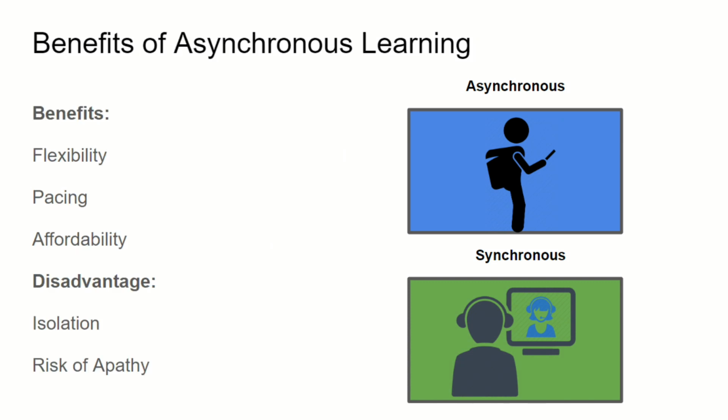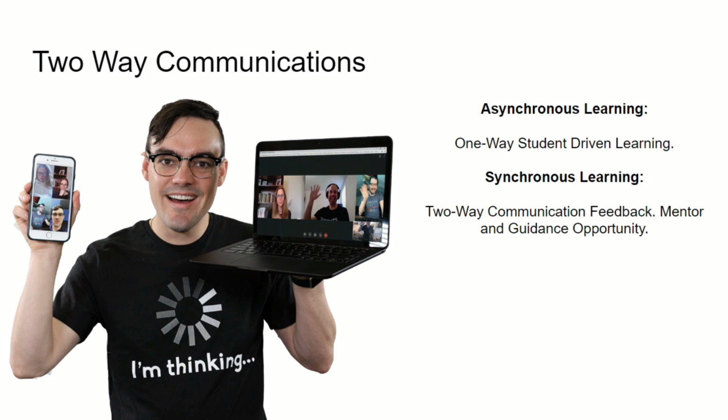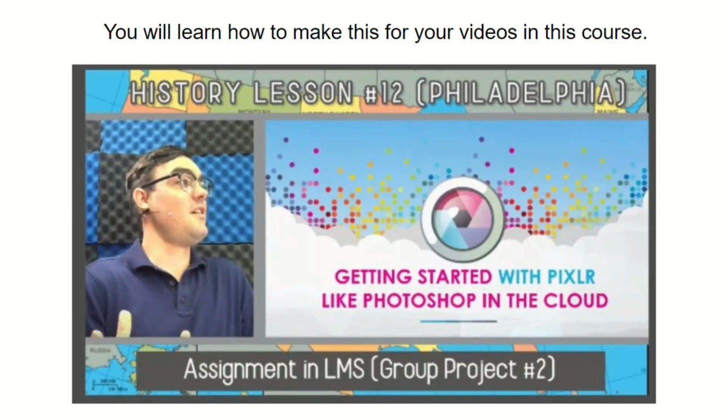So what are the benefits? Well, asynchronous learning is very flexible. The students can kind of choose their pacing and it's very affordable, but the disadvantage is isolation, right? And risk of apathy. Now, with two-way communications, we have the asynchronous learning where there could be like a one-way student-driven learning, or we can have the synchronous learning where we've got the feedback of the teacher and the mentor, which gives us that guidance opportunity.